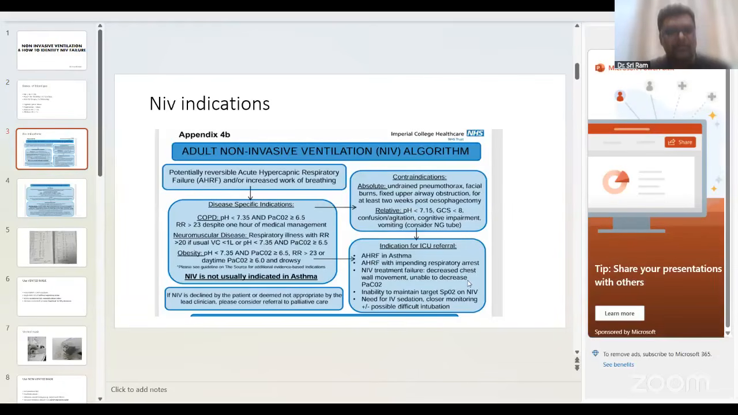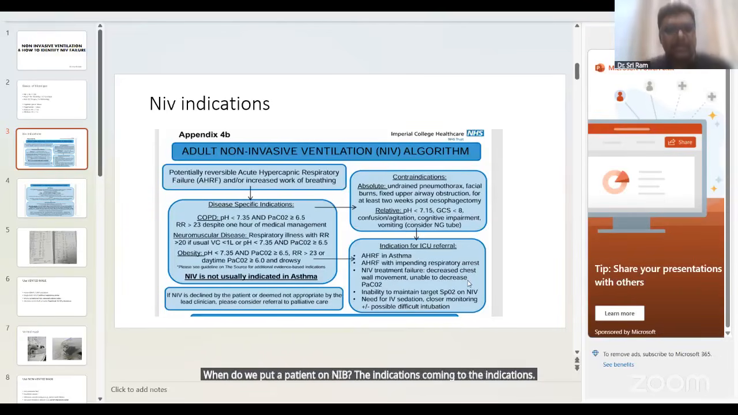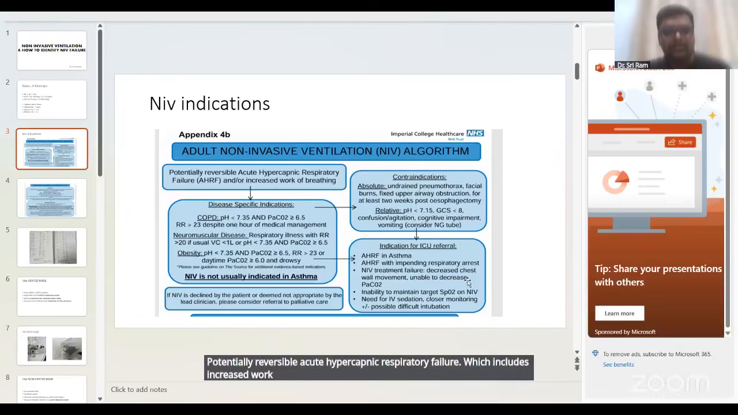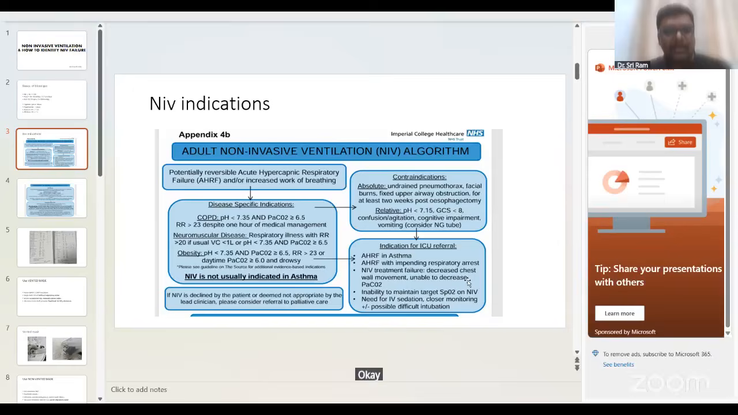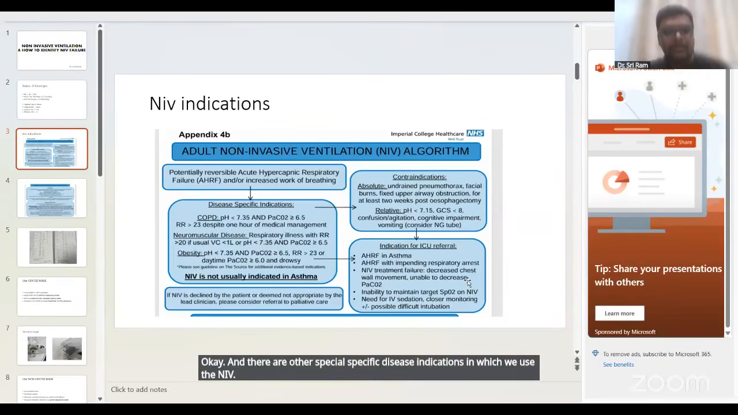When do we put a patient on NIV? Coming to the indications, when to use adult non-invasive ventilation. This is an algorithm: potentially reversible acute hypercapnic respiratory failure, which includes increased work of breathing. There are other specific disease indications in which we use NIV. Some of them are here.